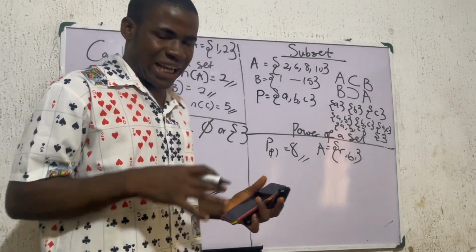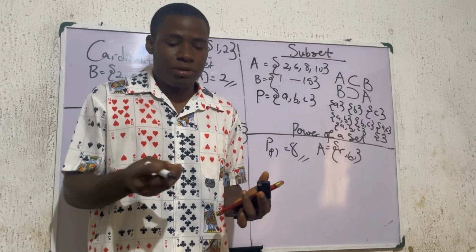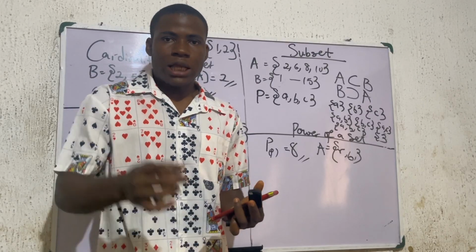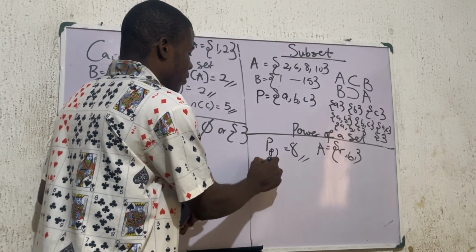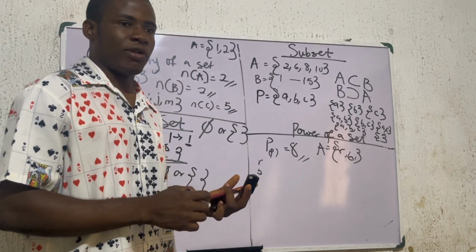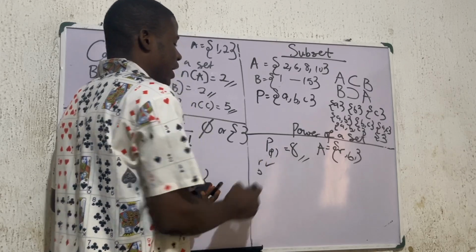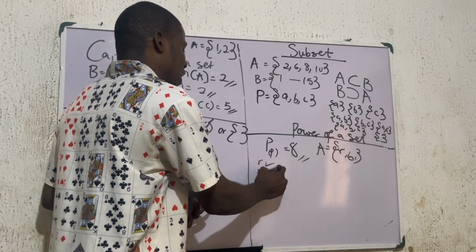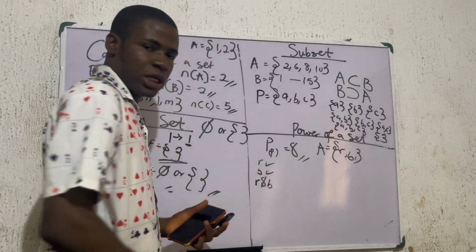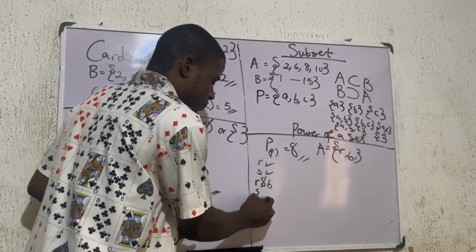Now, the power of a set, let me explain very well, refers to the number of choices that can be made pertaining to the elements of a set. If I bring out rice and beans, then I ask 4 people to start choosing. The first person can say, I like rice. The next person will say, I like beans. The next person will say, I like both rice and beans. Then one person will come and say, I don't want any of them.